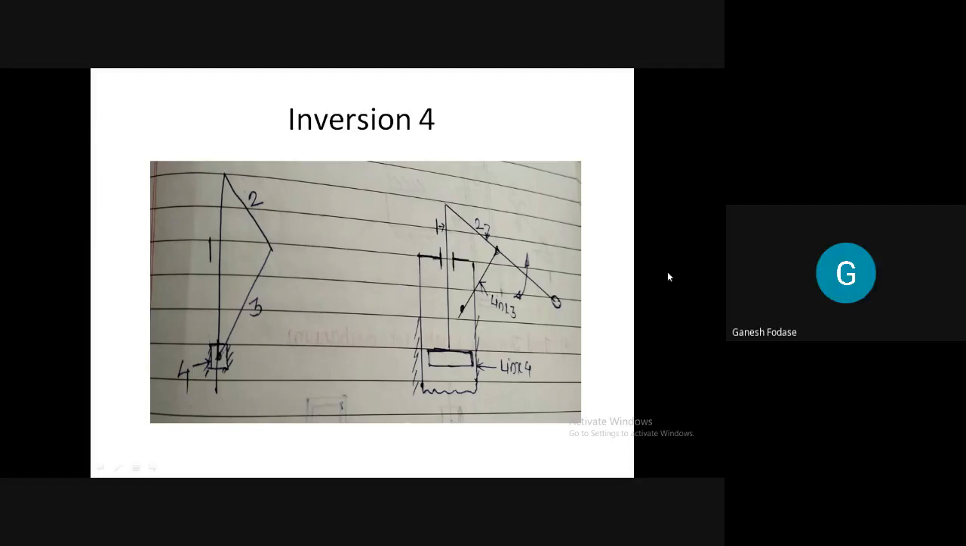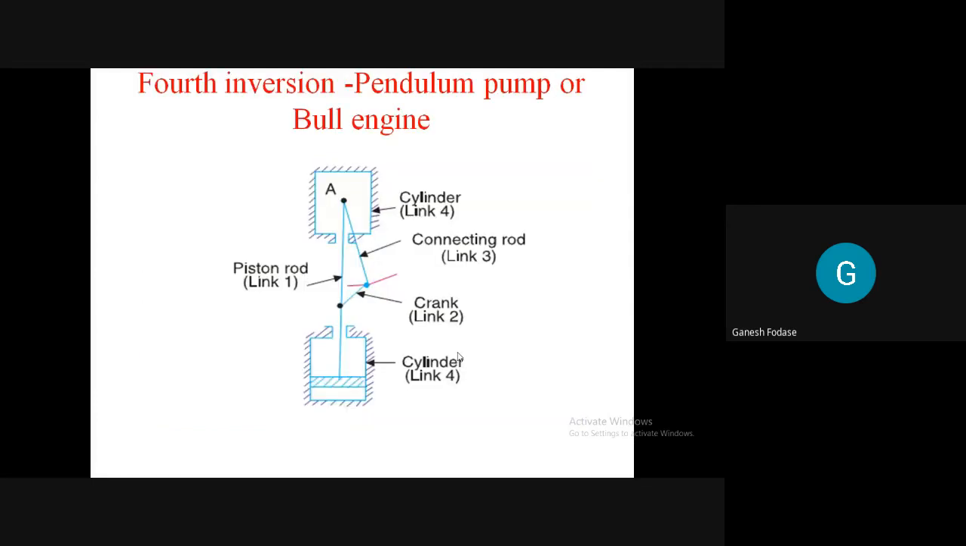So different links and how they are forming pairs with each other. Of course, it remains the same, that is 3 turning pairs and 1 sliding pair. But here, link number 4, which was a piston, is made in the form of a frame or cylinder, while link number 1 is reciprocating inside link number 4. This is also the same example, that is pendulum pump or bull engine, in which this is the frame or cylinder which is fixed here. This link number 2, which is the crank, is having partial motion now, not complete rotation, while connecting with link 3 it is just transferring this motion of 2 to link number 1, and link number 1 will reciprocate.